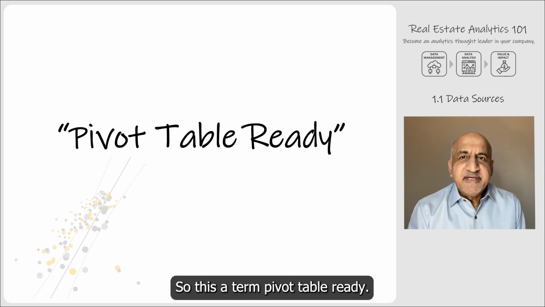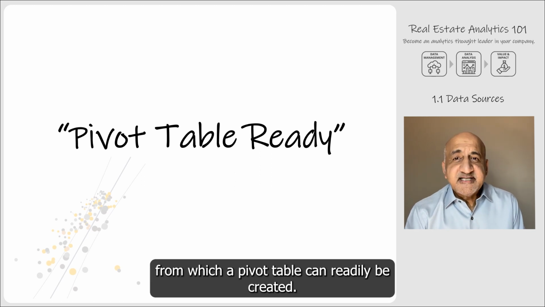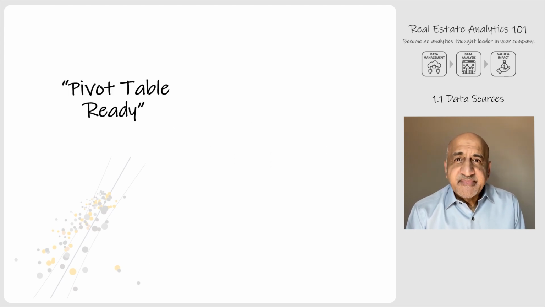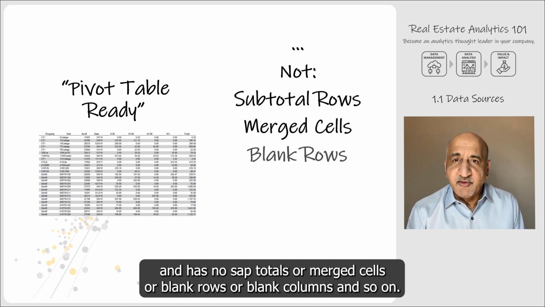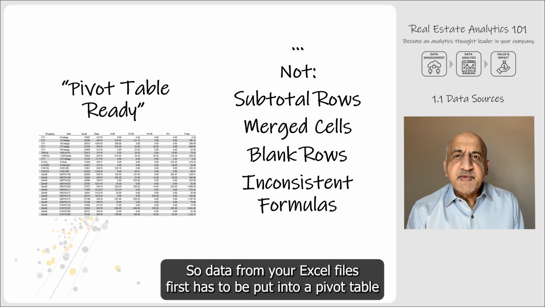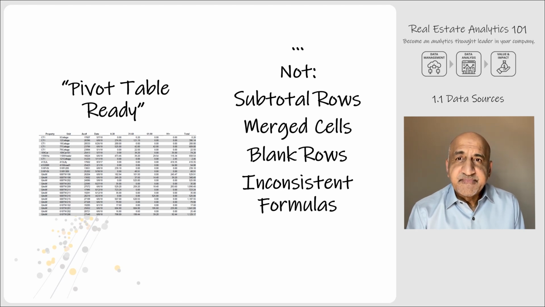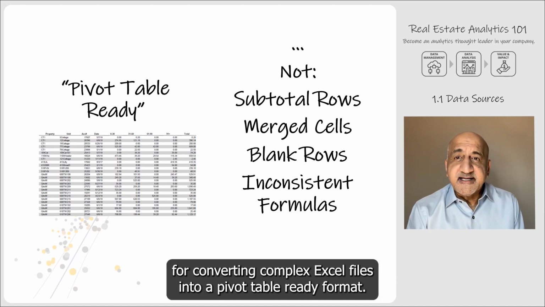So there's a term, pivot table ready. This means that the data is in a format from which a pivot table can readily be created. It's a tabular format. That is, the data is in rows and columns and has no subtotals or merged cells or blank rows or blank columns and so on. So data from your Excel files first has to be put into a pivot table ready format before it can be easily used for building dashboards. And when we go into the lesson on data extraction, I'll cover one method for converting complex Excel files into a pivot table ready format.